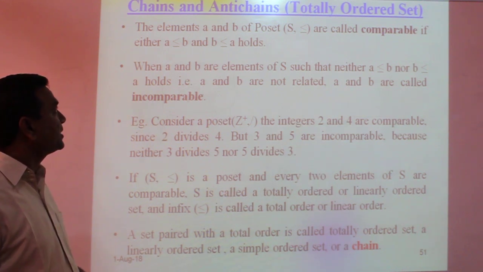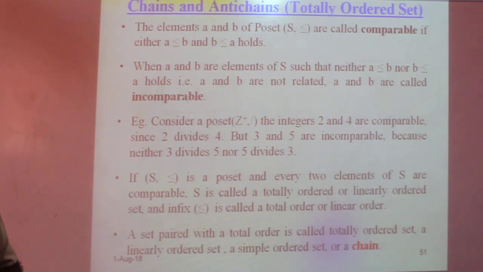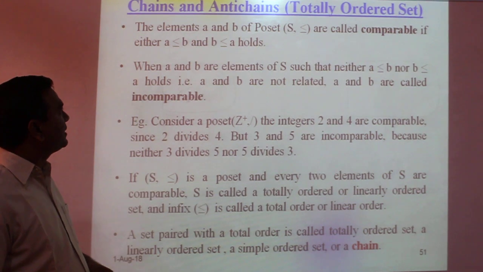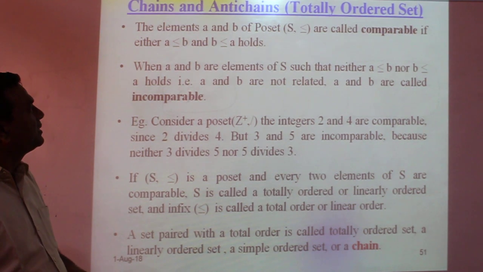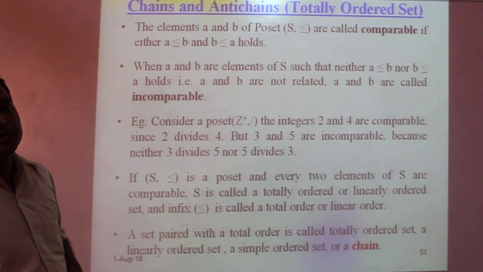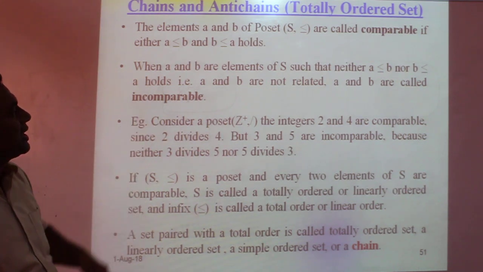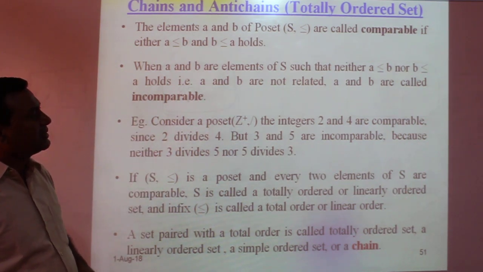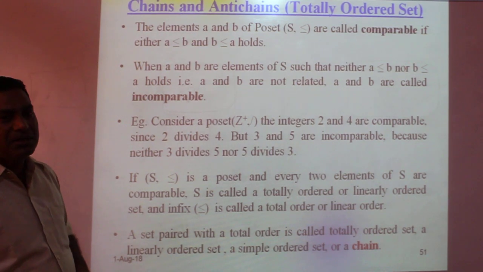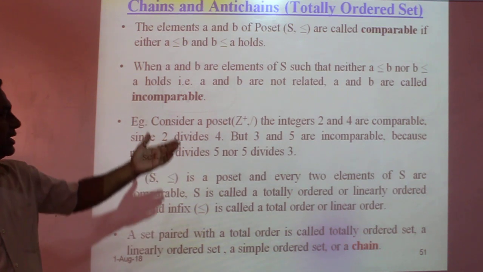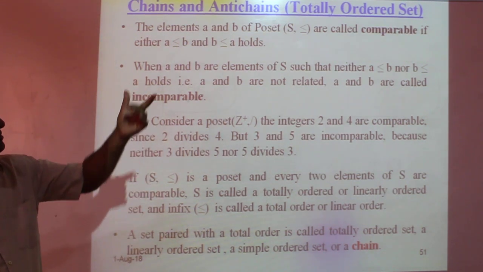First of all, I would like to tell you that if the elements A and B of any coset, as we already know that a coset is a partially ordered set, like here S is a set along with some relation, less than or equals to, also known as infix, are comparable if either A less than or equals to B or B less than or equals to A holds. When A and B are elements of any set such that neither A less than B nor B less than A holds, that is, A and B are not related, then A and B are called incomparable, and this situation is known as anti-chain.